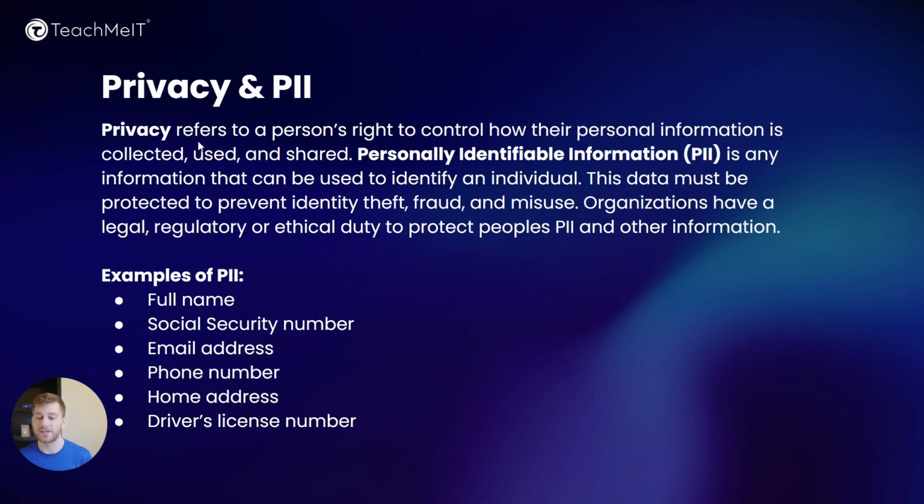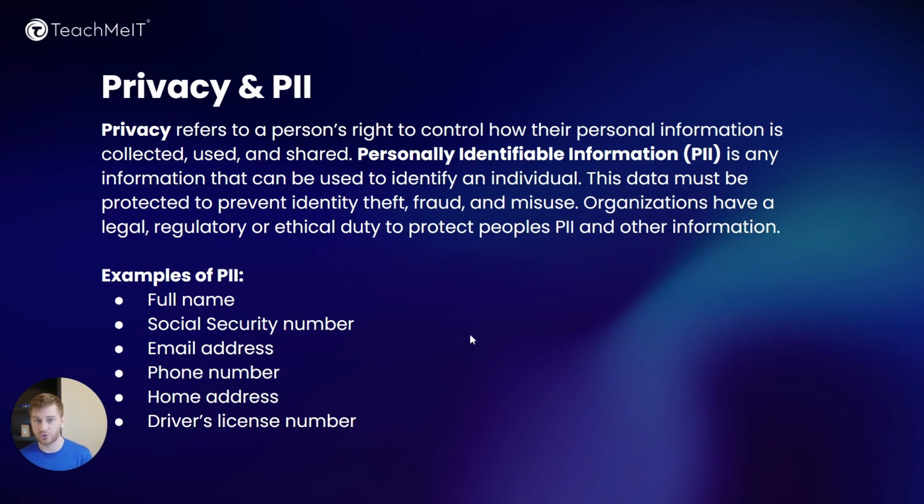Here we have privacy and PII, or personally identifiable information. Privacy refers to a person's right to control how their personal information is collected, used, and shared. PII is any information that can actually be used to identify an individual. This data must be protected to prevent identity theft, fraud, misuse, and bad actors getting a hold of it. In fact, many organizations have legal, regulatory, ethical, or compliance duties to protect people's personally identifiable information and other information.